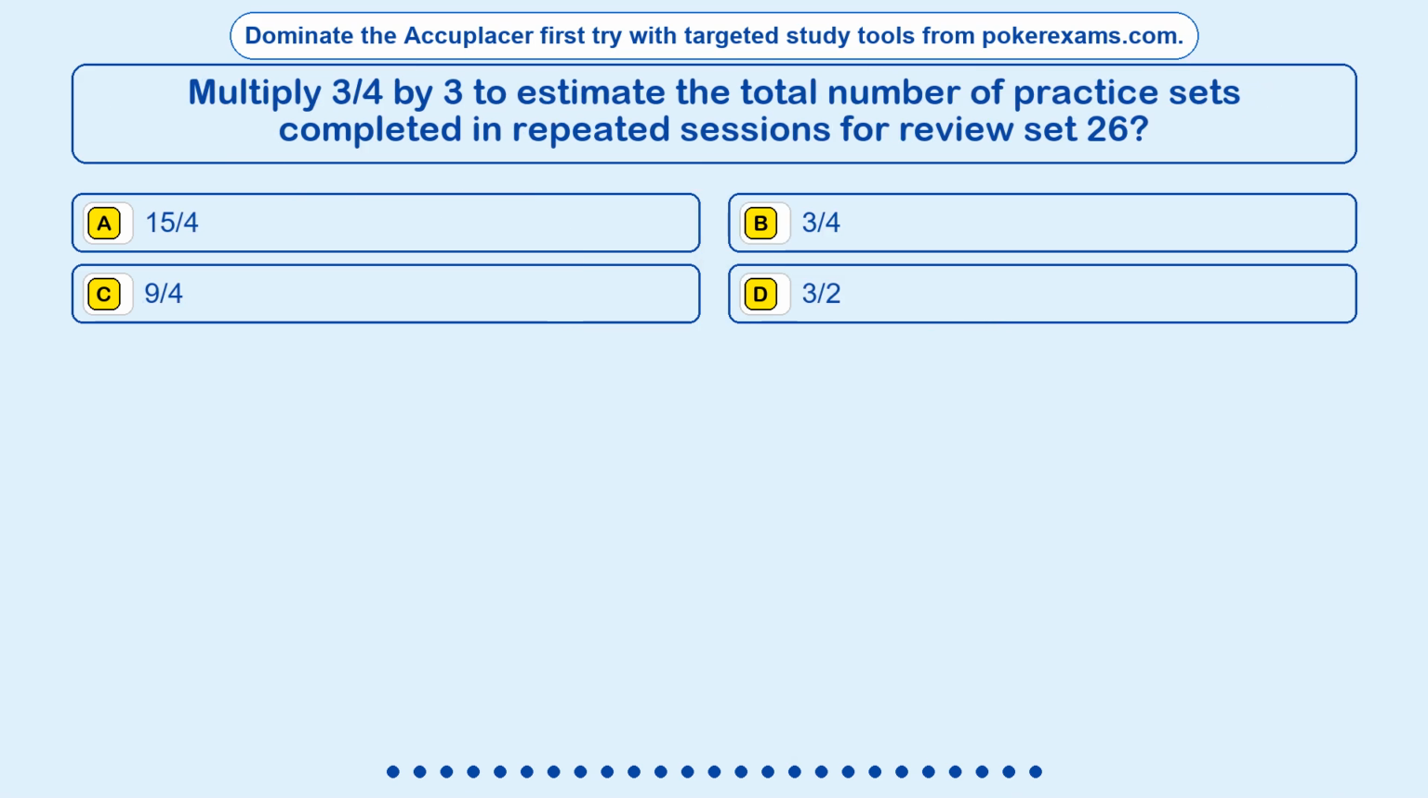Question 2. Multiply 3/4 by 3 to estimate the total number of practice sets completed in repeated sessions for review set 26. Option A, 15/4. Option B, 3/4. Option C, 9/4. Option D, 3/2.